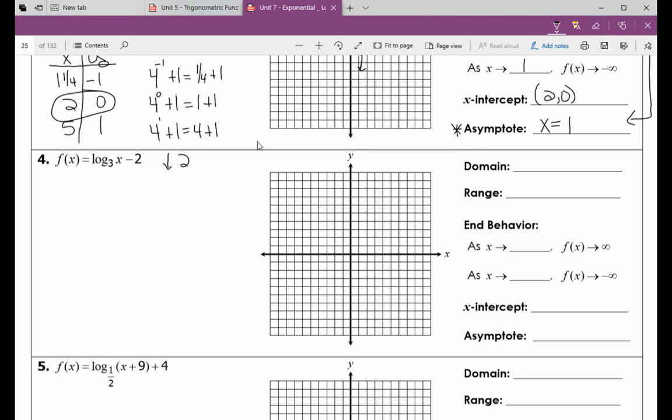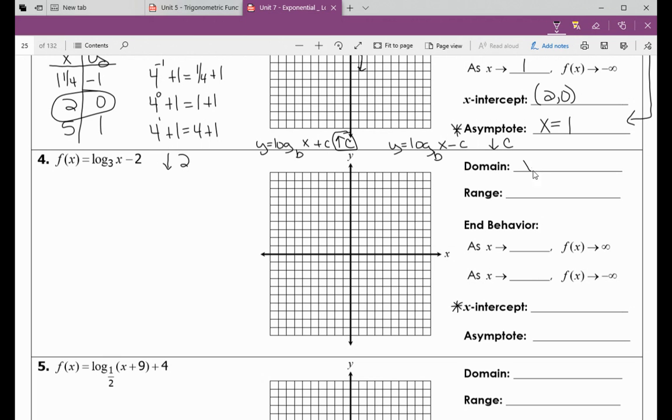So if you have y equals log base b of x plus c, it moves you up c units, and none of this changes except the x-intercept will change. And if you have y equals log base b of x minus c, that's going to drop you down c units, and that will still affect your intercept.